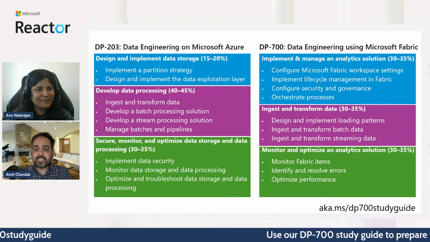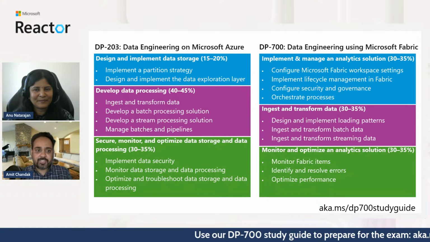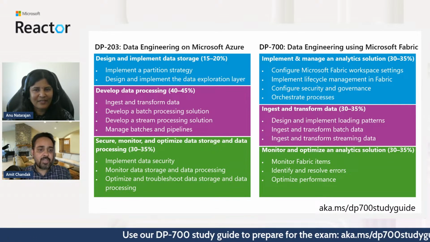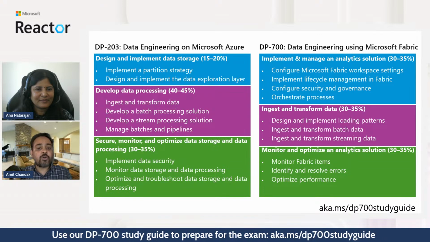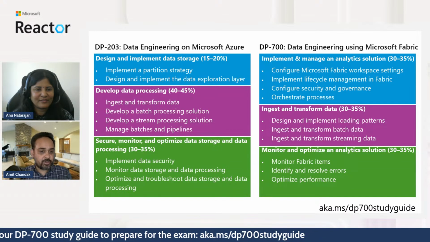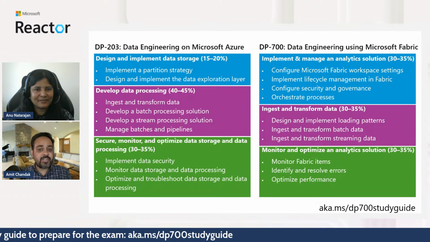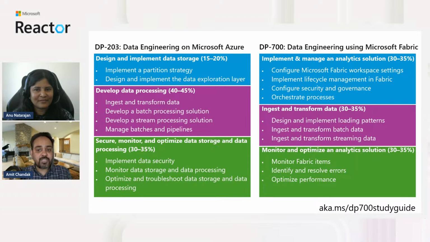But their focus areas are slightly different. So one is Fabric and one is Azure. DP-203 was comprehensive data engineering across Azure, with emphasis on a wide range of engineering tasks, batch and stream processing, partitioning strategy, and data security. It was ideal for someone looking into end-to-end pipelines and Azure tools.